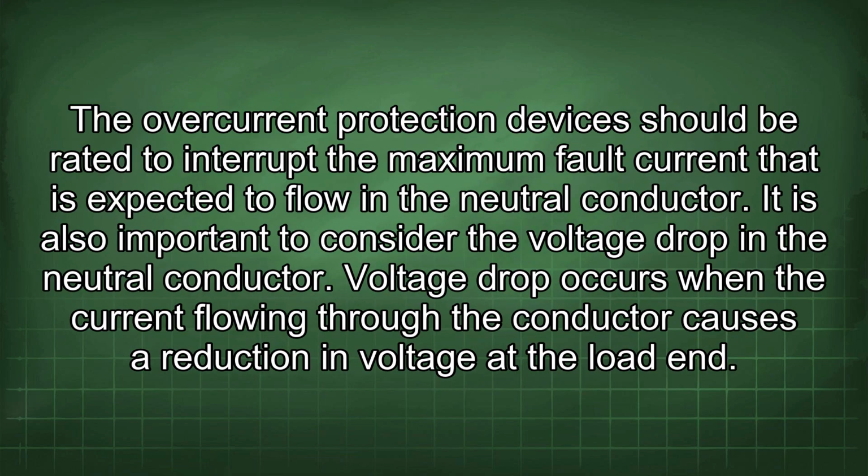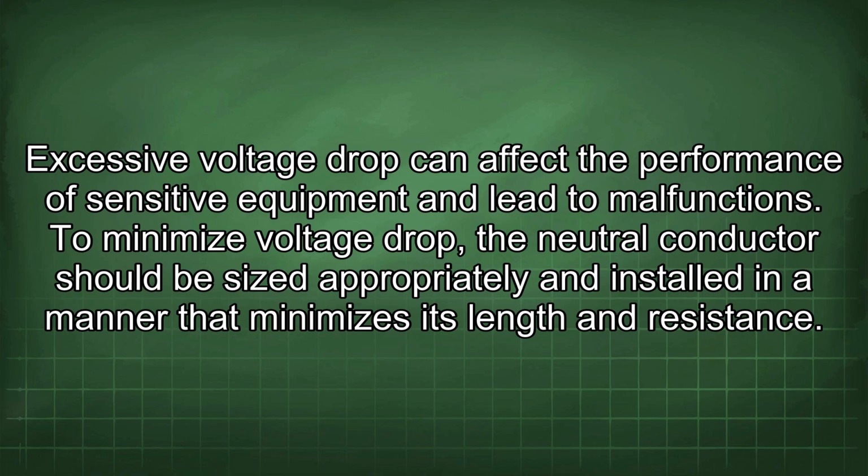The overcurrent protection devices should be rated to interrupt the maximum fault current that is expected to flow in the neutral conductor. It is also important to consider the voltage drop in the neutral conductor. Voltage drop occurs when the current flowing through the conductor causes a reduction in voltage at the load end. Excessive voltage drop can affect the performance of sensitive equipment and lead to malfunctions. To minimize voltage drop, the neutral conductor should be sized appropriately and installed in a manner that minimizes its length and resistance.